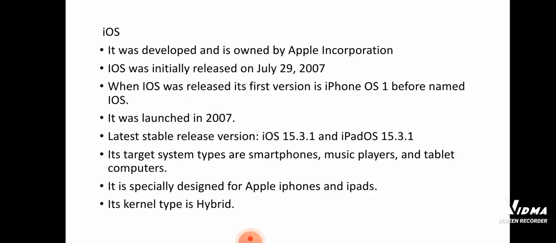Next, iOS. It was developed and is owned by Apple Incorporation. It was initially released on July 29, 2007. When iOS was released, its first version was iPhone OS 1 before being named iOS. It was launched in 2007. The latest version is iOS 15.3.1 and iPadOS 15.3.1. Its target systems are smartphones, music players and tablet computers. It is specially designed for Apple iPhones and iPads.